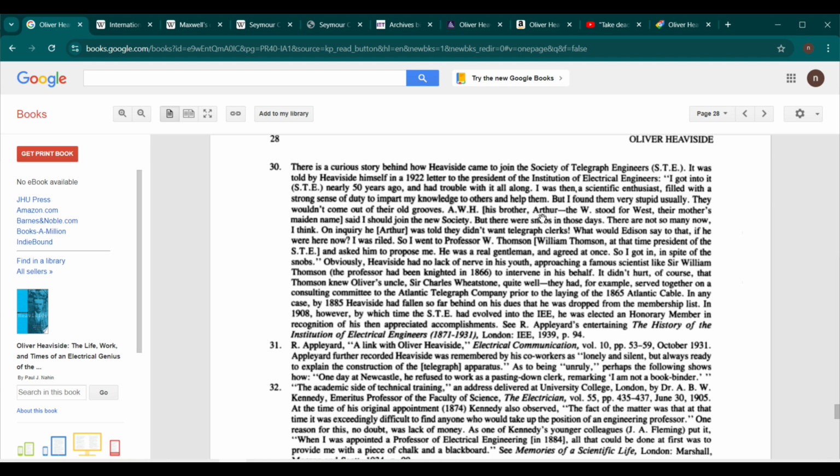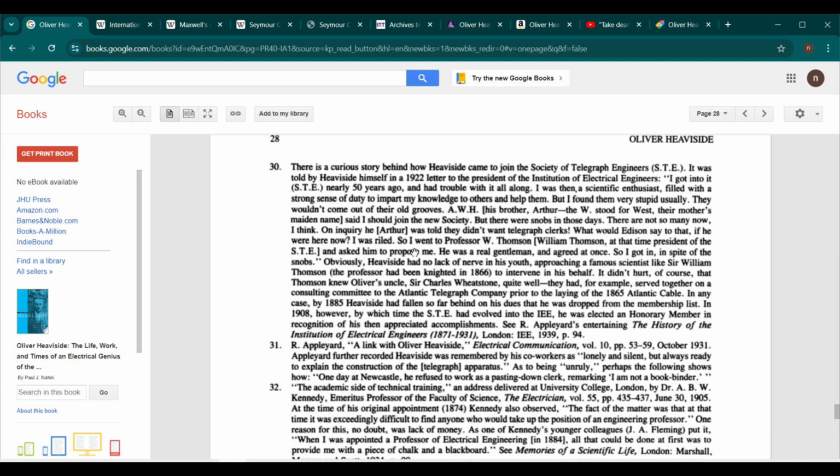AWH, his brother Arthur, the W stood for West, their mother's maiden name, said I should join the new society. But there were snobs in those days. There are not so many now, I think. On inquiry, he, Arthur, was told they didn't want telegraph clerks. What would Edison say to that, if he were here now?